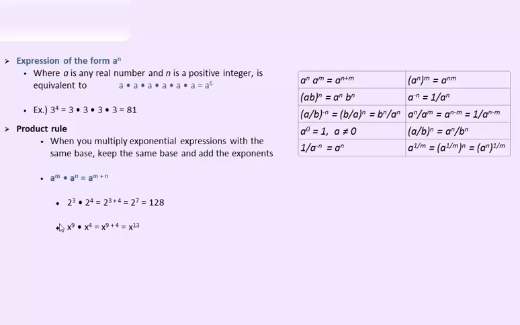So in our example, where we have 2 to the third power times 2 to the fourth power, we see that our base remains the same, but we add our exponents. So once we add our exponents, we would have 2 to the seventh power. The same can be done with variables, where we have x to the ninth power multiplied by x to the fourth power, which is the same thing as having x to the 13th power.